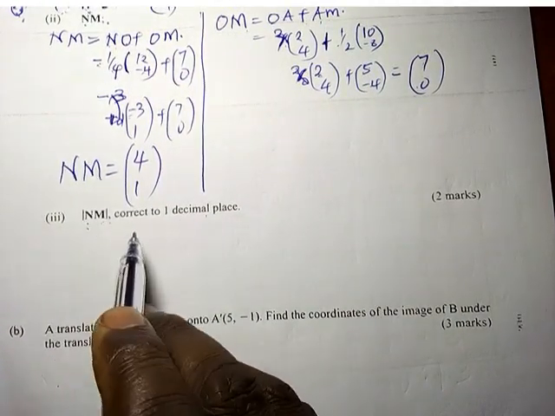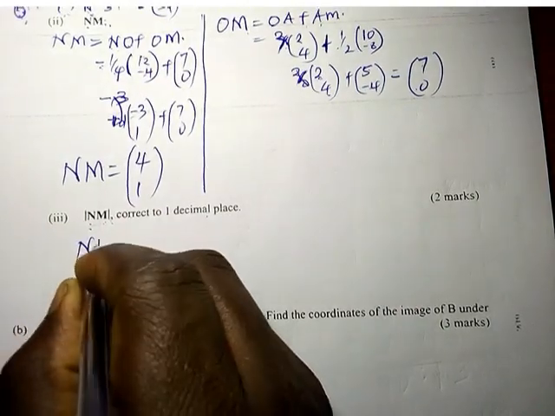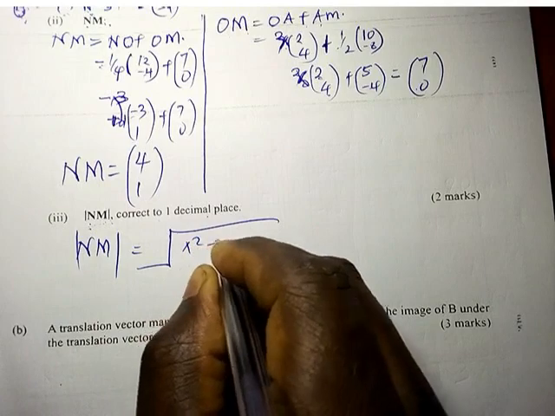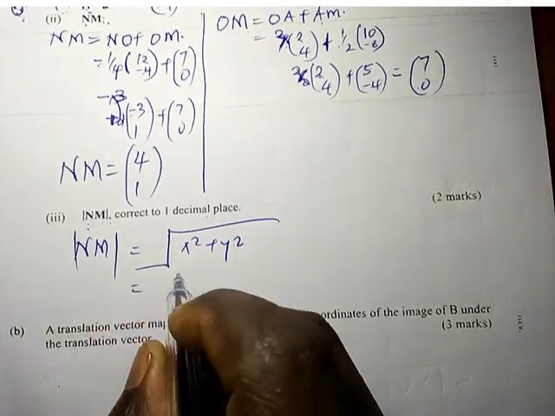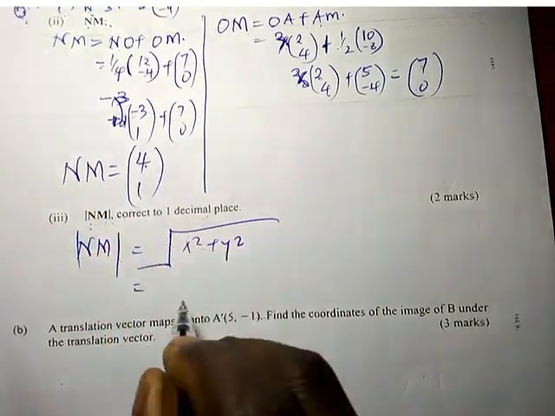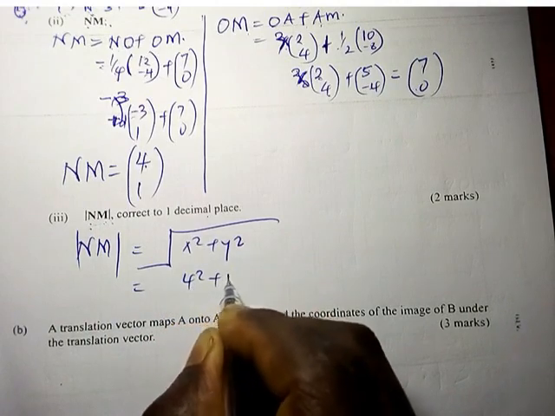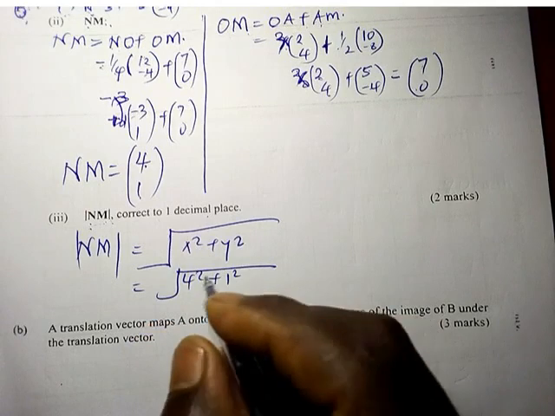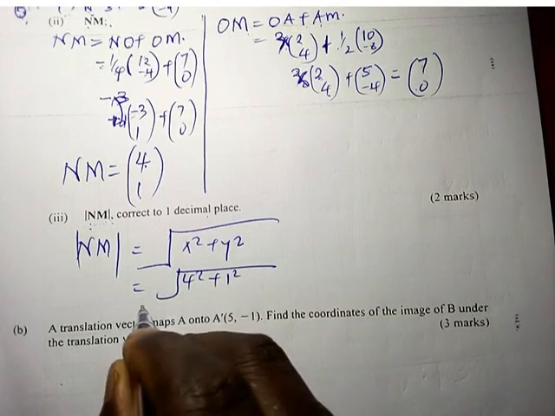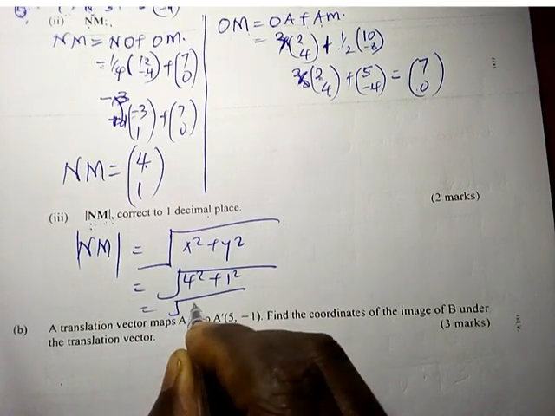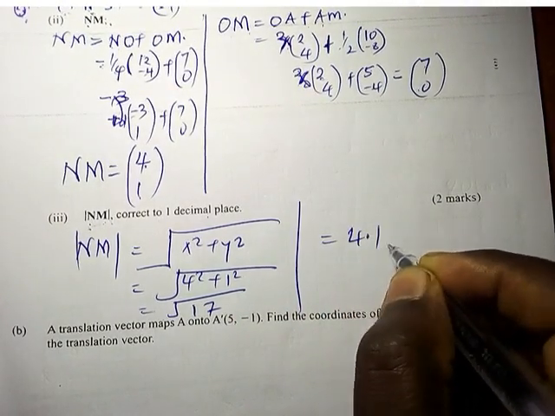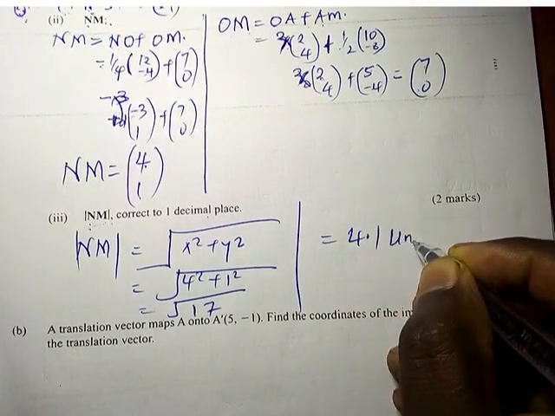So this is the modulus. NM modulus simply means the square root of x squared plus y squared. This is x and this is y, which is 4 squared plus 1 squared. And this is the same as the square root of 17. And that one is going to be 4.1 units.